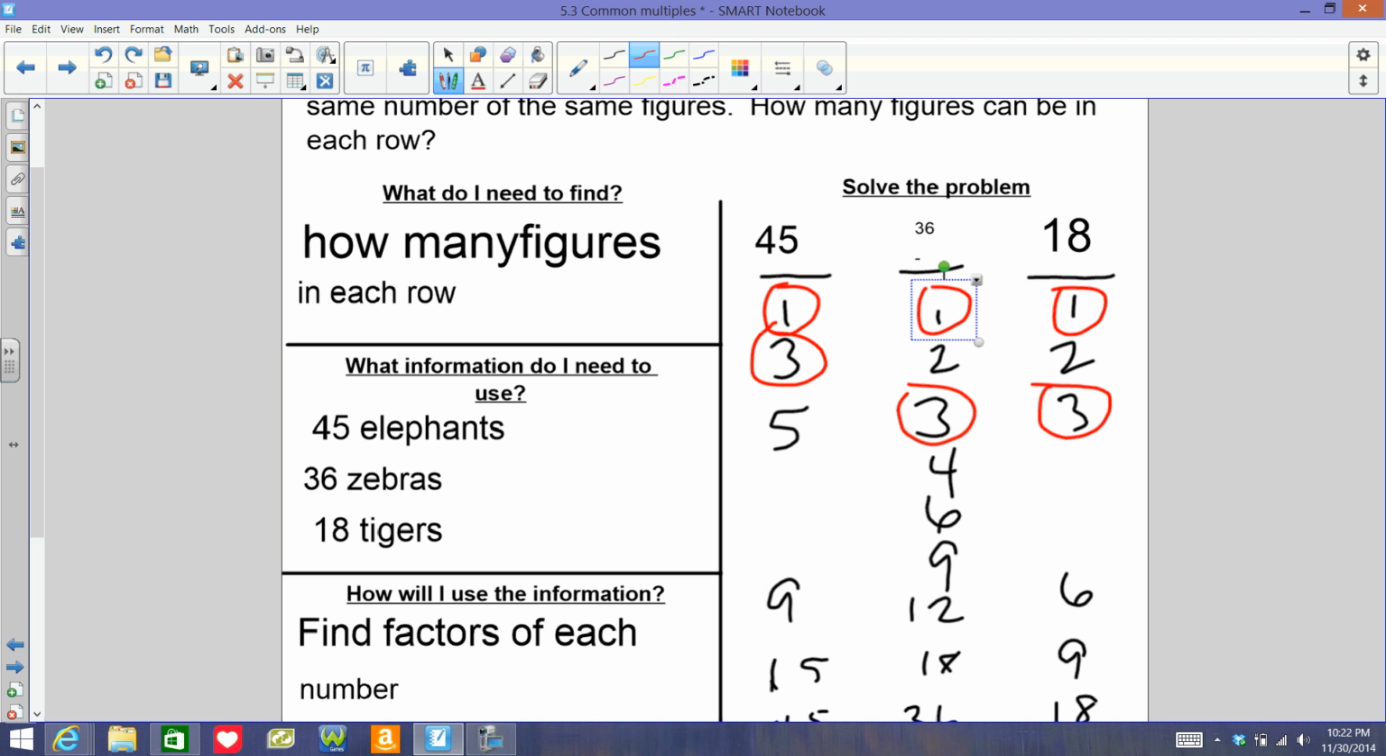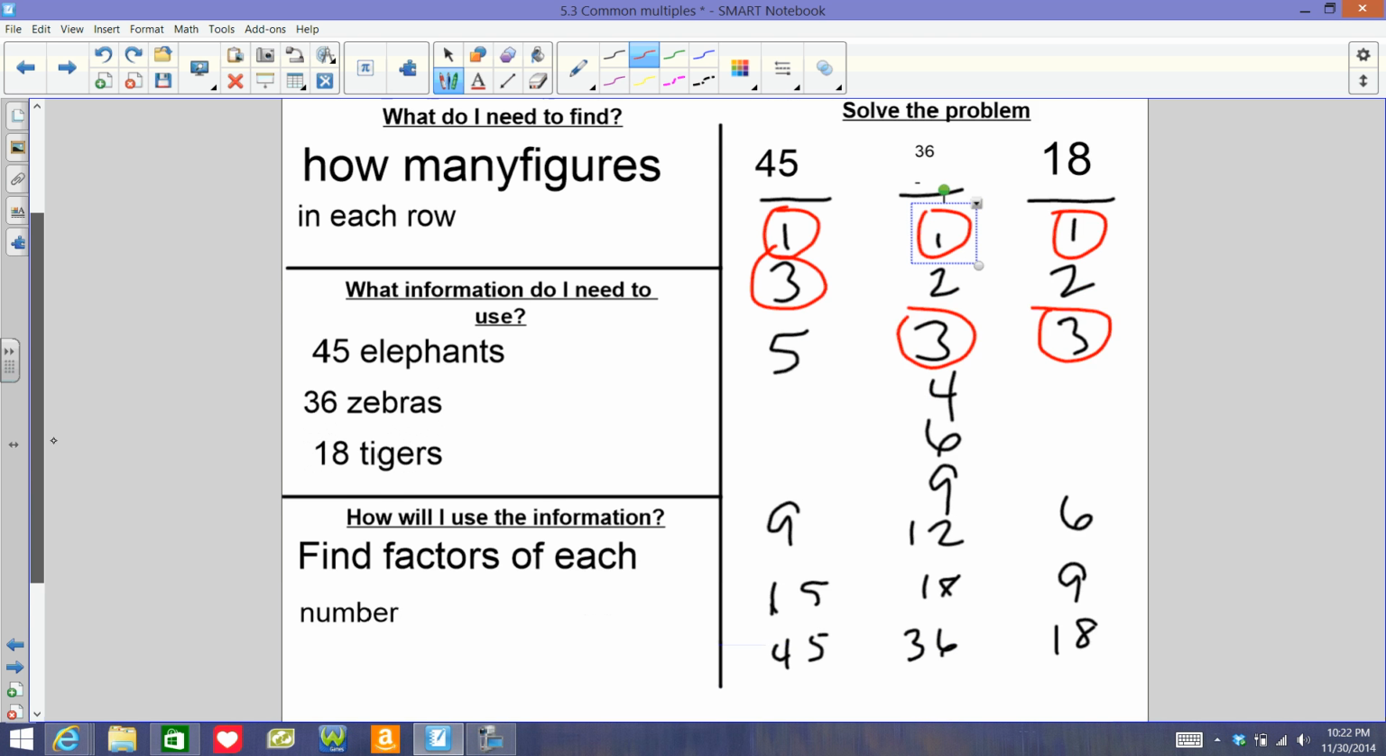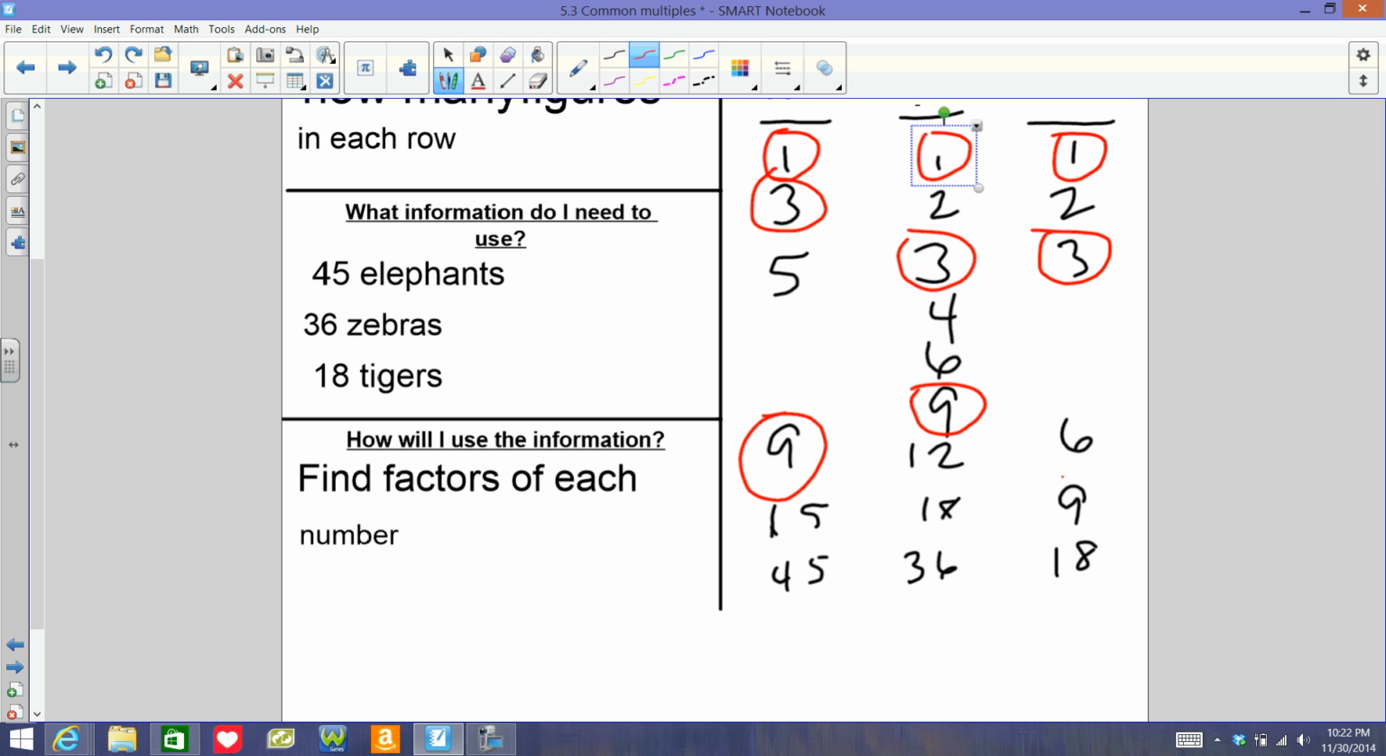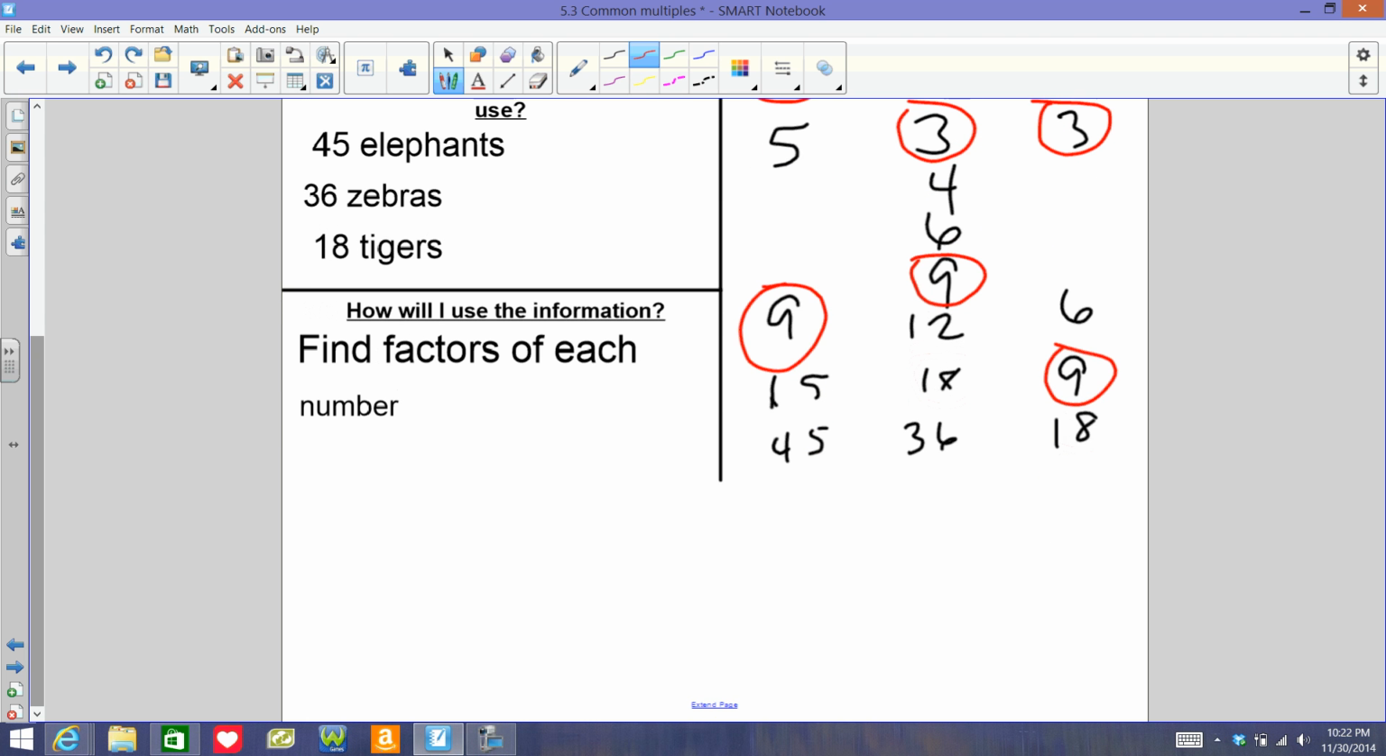We have 4, nope. 5, nope. 6, nope. 9's, we have 9's that are the same. 12, no. 15, no. 18, no. 45, 36. So we have 1, 3, and 9. So my answers then, Ryan can put either 1, 3, or 9 animals in each row.